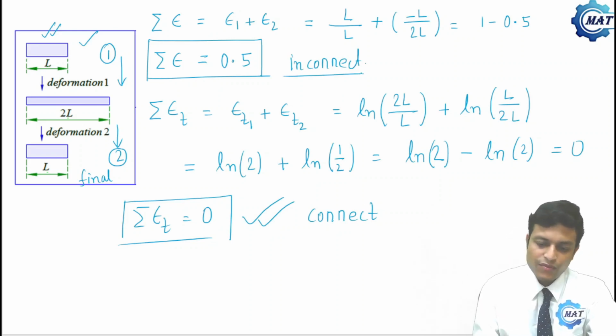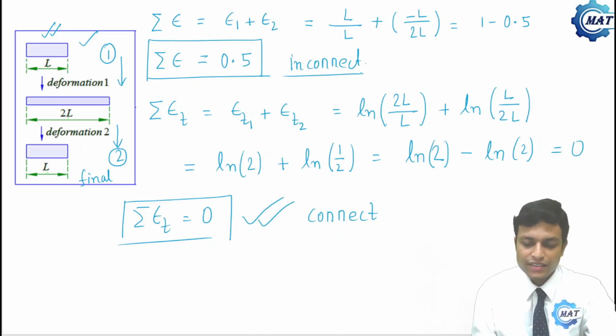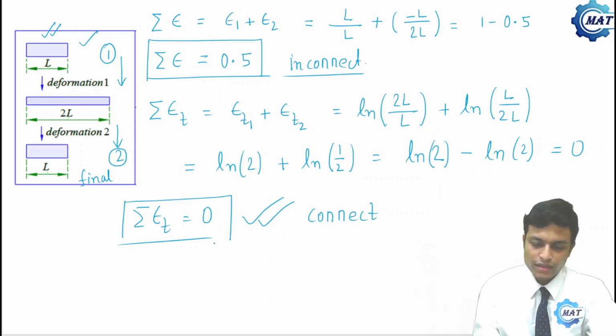So for large deformation, engineering stress and strain give erroneous results, whereas true strain gives the perfect result.